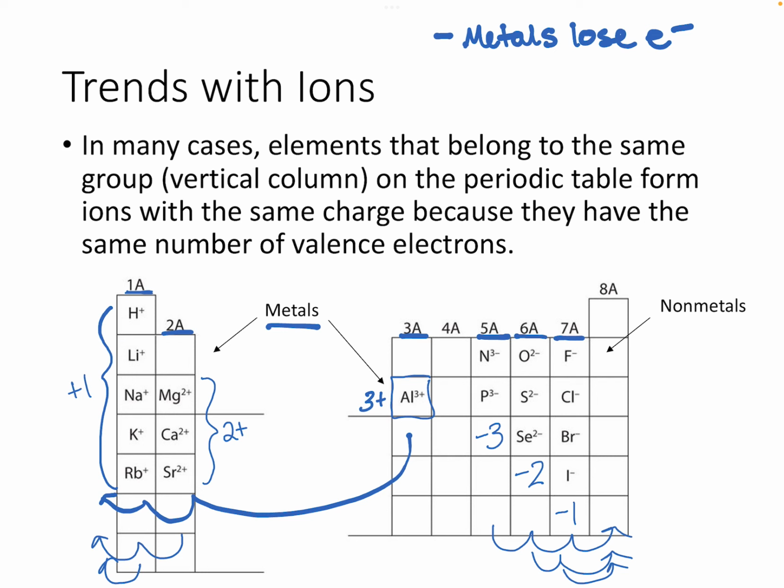Also notice that in columns 5 through 7, those are nonmetals. So nonmetals gain electrons. This is why we went over metals versus nonmetals, because this is going to help us determine if something will lose electrons or gain electrons. So again, metals lose electrons, nonmetals gain electrons. And we just have to figure out how many electrons are lost or gained based on which column the element is in.